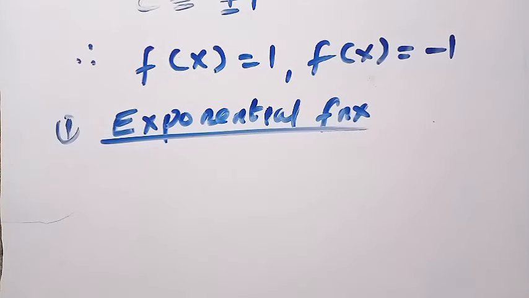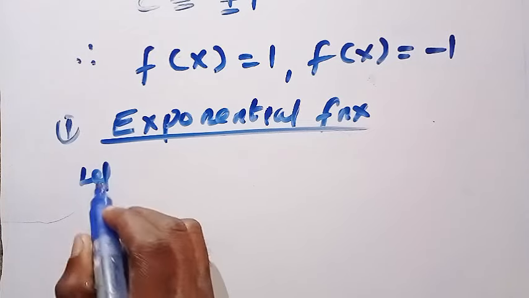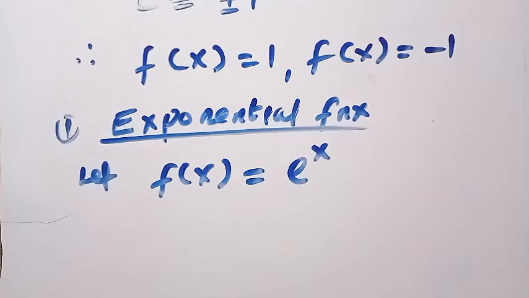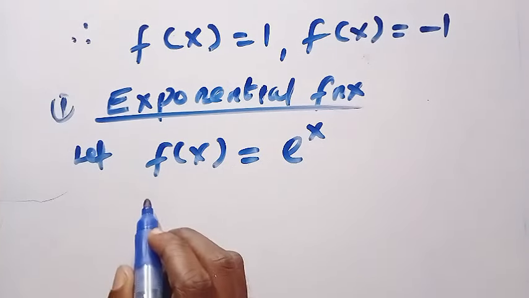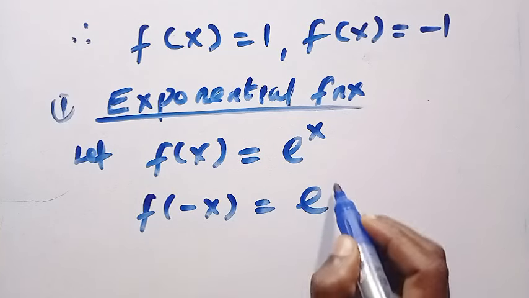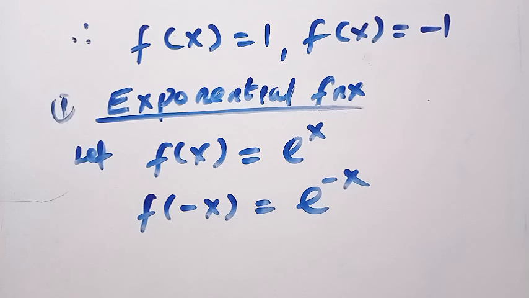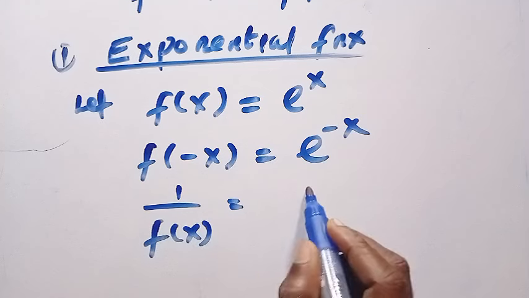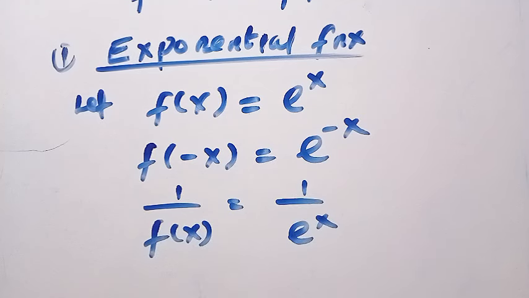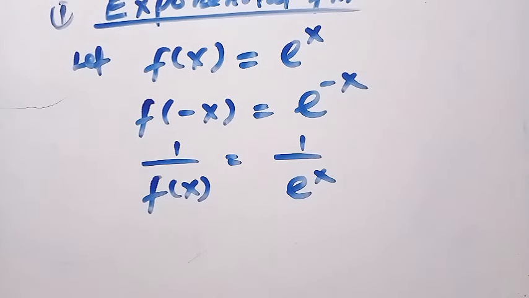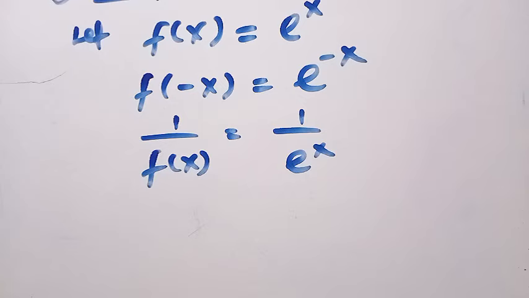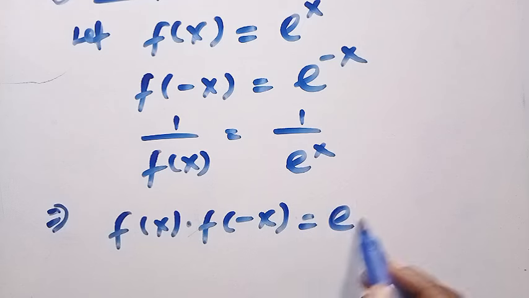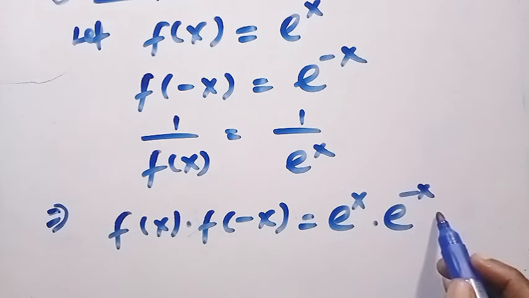in these exponential functions, assuming I let f of x equal e to the power of x, this is just an assumption. Then we see that f of minus x will equal e raised to the power of minus x. If you look for 1 divided by f of x, this becomes 1 divided by e raised to the power x. And multiplying f of x and f of minus x together, this must equal 1. So by multiplying this, we have f of x multiplied by f of minus x, which is e to the power x multiplied by e raised to the power minus x, and everything equals 1.